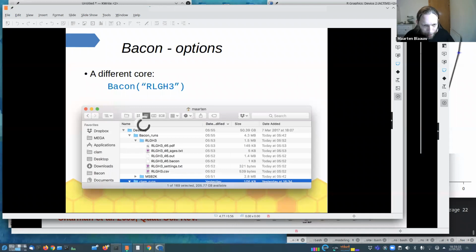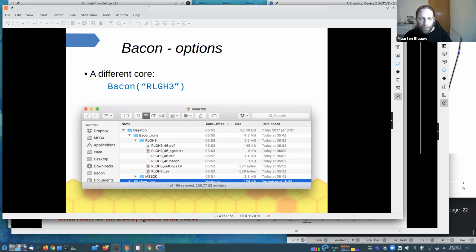You can also use Bayesian to run another core. For example, the other core that comes with it is RLGH3, which is a lower density dated core, and it has a few outliers, or sections where some dates seem to suggest something else than the other dates. So that's quite interesting to try to model. You can model that, probably not now because you have little time, by typing Bayesian and then, as the first option, the core name, which you change to RLGH3. And all core names have to be quoted.